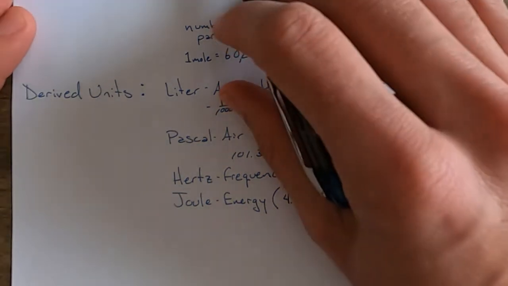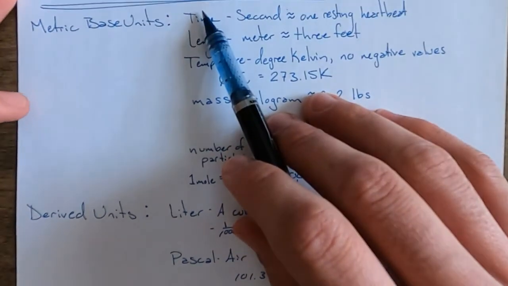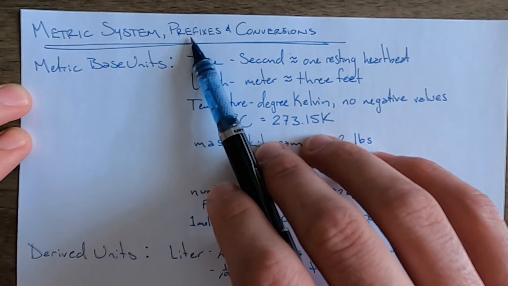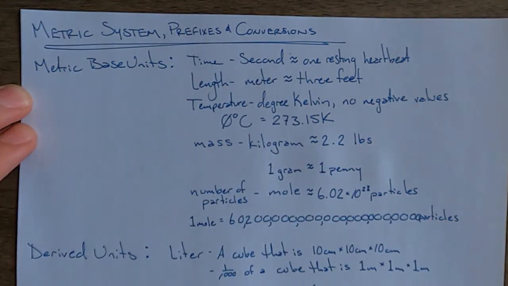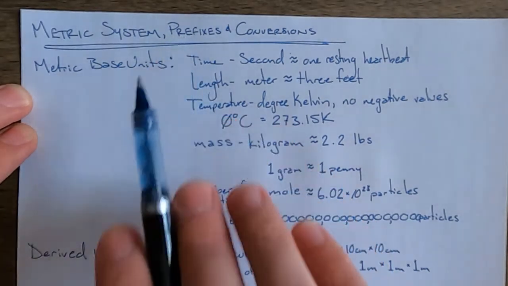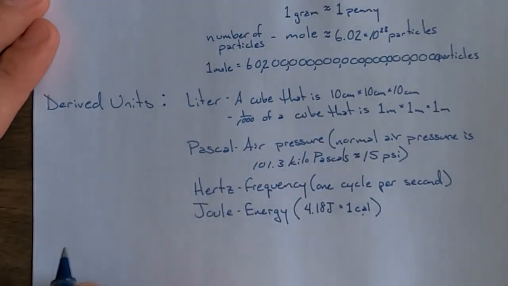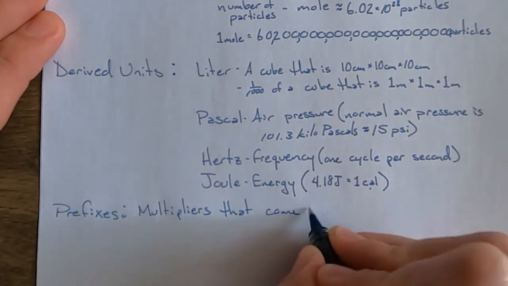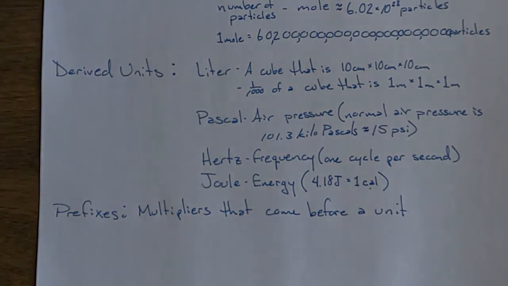Next, we're going to move on to the prefixes. Pre means before, and so they come before any of these unit names, and they always mean the same thing. A prefix always means the same thing no matter what unit it comes after. And they act as multipliers for that unit that comes after them.